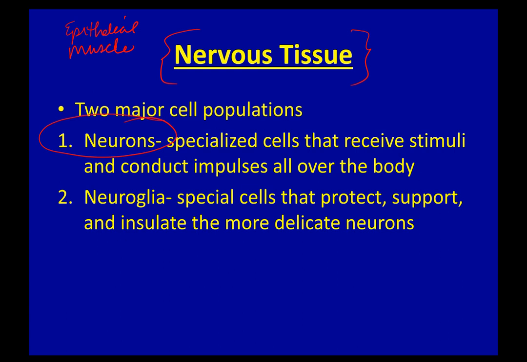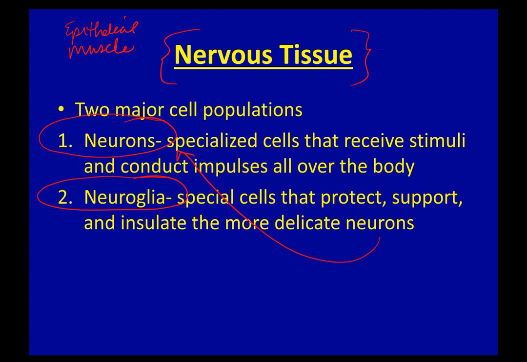And then you've got those cells that are in charge of taking care of those neurons. Those are called the neuroglia cells, okay? These are specialized cells that protect, support, and insulate the more delicate neurons. The thing about the neurons is we have to have them for communication between different parts of our body. If we damage them, then we no longer have them.